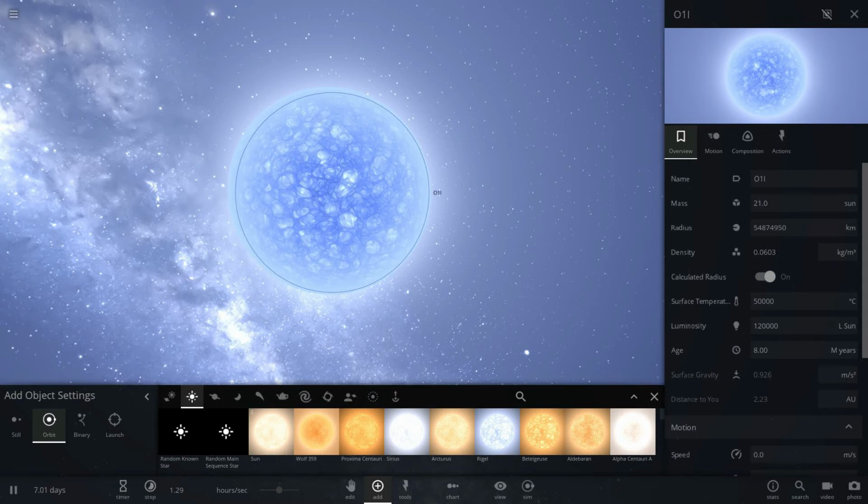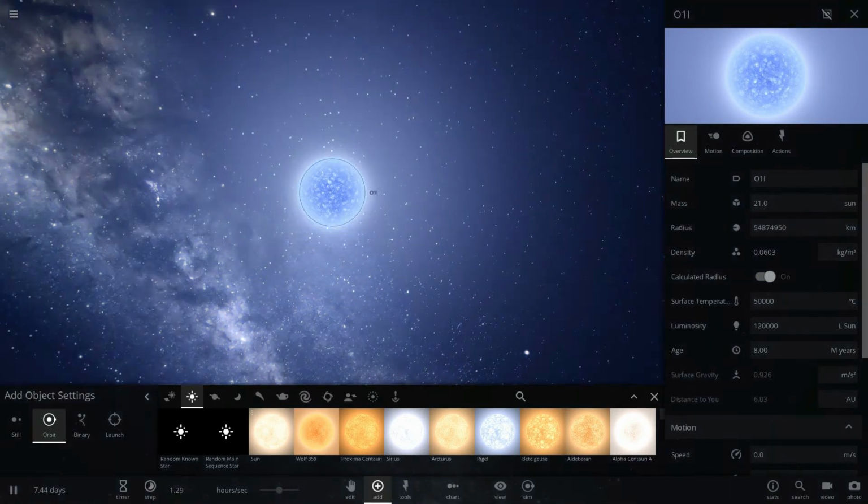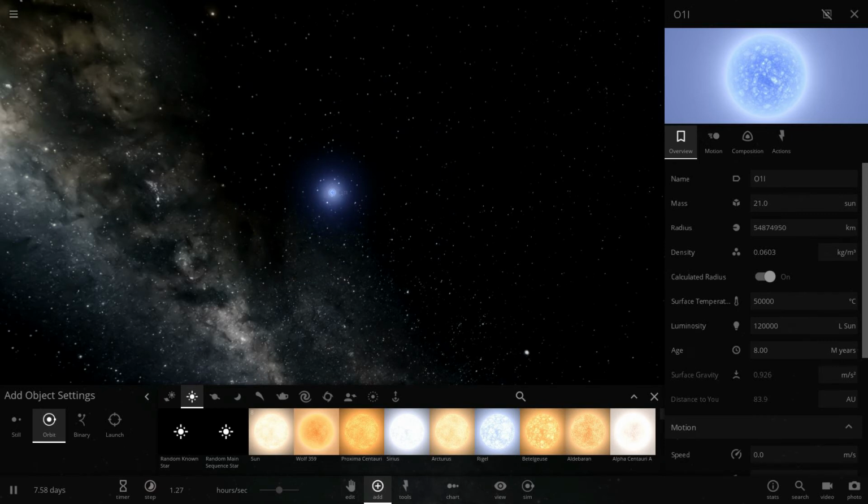Is it just me, or is that star expanding and contracting? Basically, with the O1s, it's on the fringes of becoming an unknown class of star. Let's think of a name. H class, like H8. What's an H8 class? It's a hypothetical class of star that is brighter, hotter, bigger, more luminous than an O class.